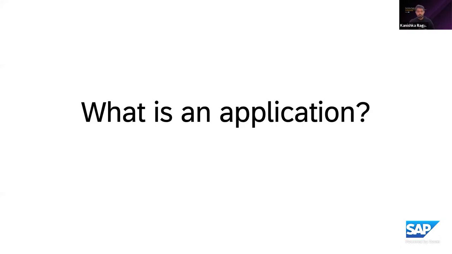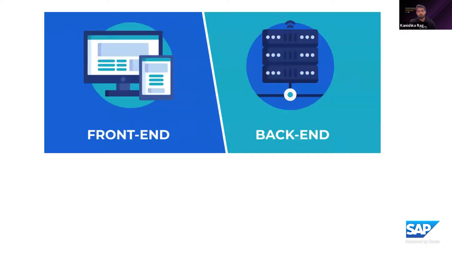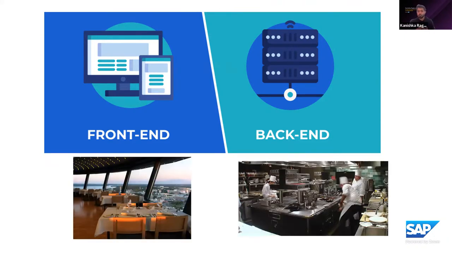So first of all, what is an application? An application is a program that is designed to do some specific task. This task can be anything. And this application will have two parts, the front-end and the back-end. The front-end is the user interface, what the user can see and has access to. And the back-end is the place where the specific task is actually happening. In simpler words, we can consider an application as a restaurant, where the restaurant dining is the front-end, and the kitchen is the back-end where the specific task is happening.